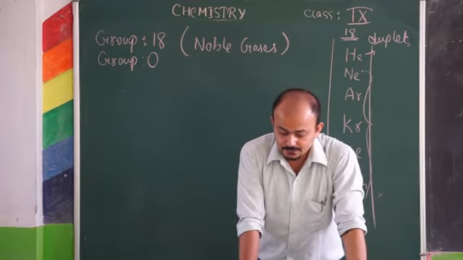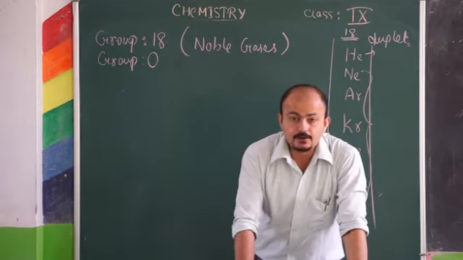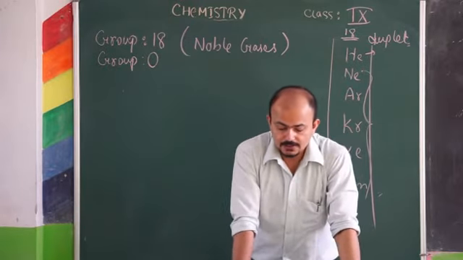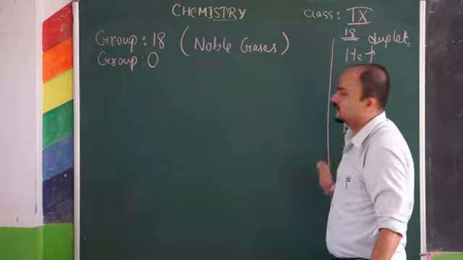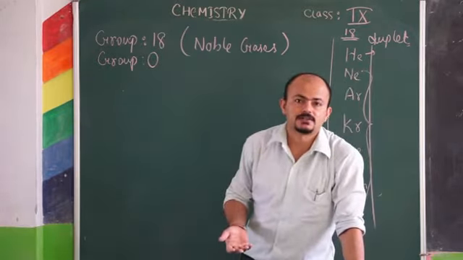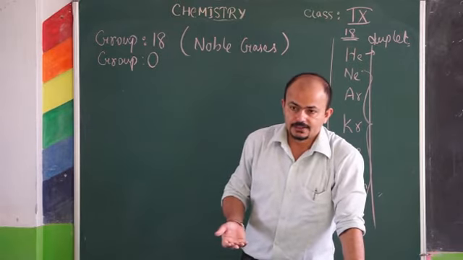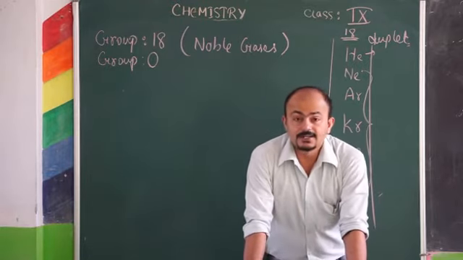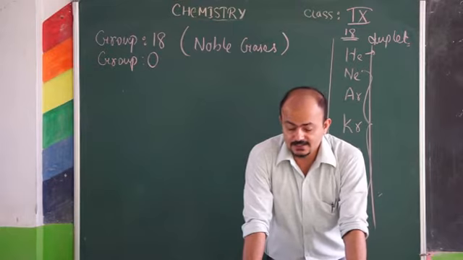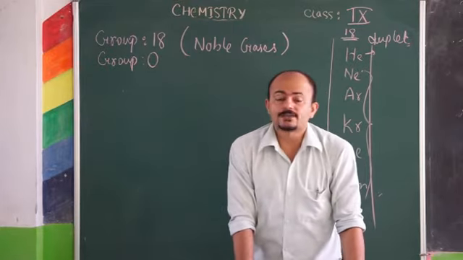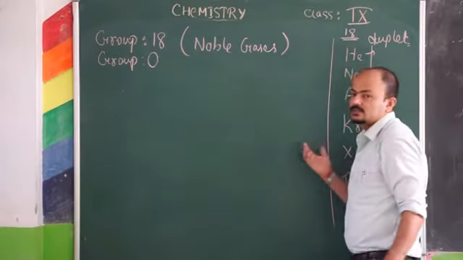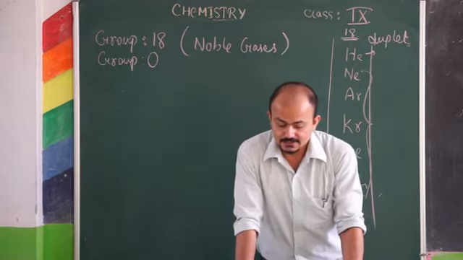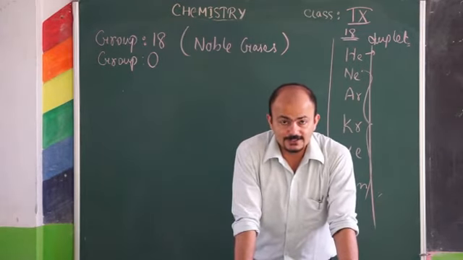Now, let's discuss some of the properties of this group 0 or group 18. All of them are very unreactive. They do not react. They all have a stable configuration, and they are odourless, colourless, and tasteless. They are all monoatomic, stable as an atom. And the most important thing that you have to remember is their uses.